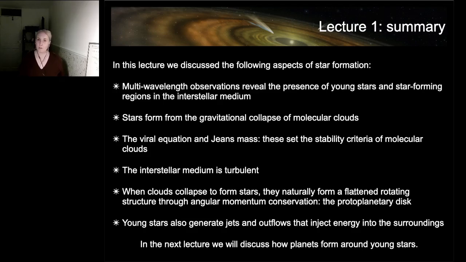So that's just a little summary of what we covered in lecture 1. In the next lecture, we'll move on to discuss how planets form around young stars, and in particular, we're going to very much focus on this object here, what we call the protoplanetary disk. And I'll see you there in the next lecture.